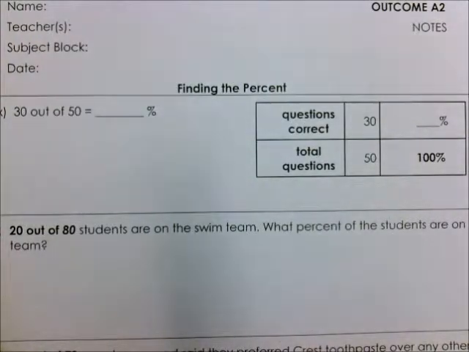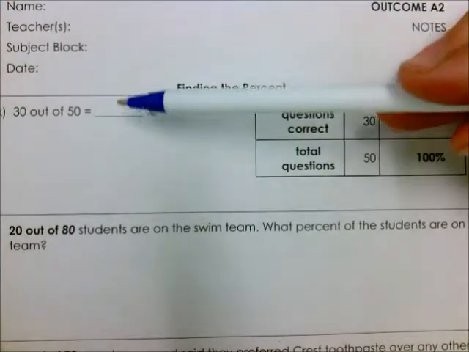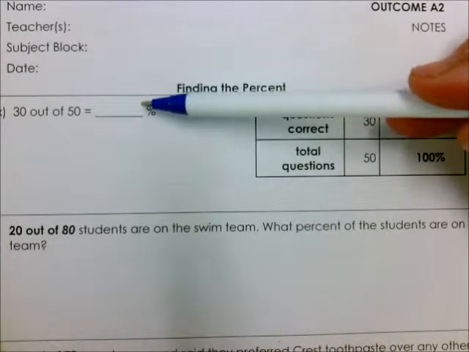So in this video, we're going to be finding the percents. In the last couple of videos, we have been working with percents and finding the different pieces of it. I have one video where we're finding the part, I have one video of finding the whole, and today we are finding the percent. So a couple questions that we might see. This first one here: 30 out of 50 is equal to what percent?